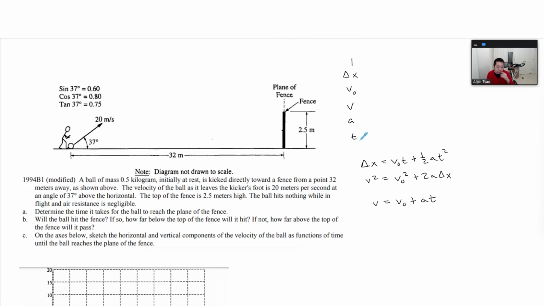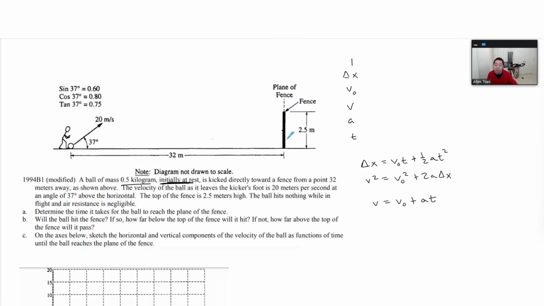So let's read through the scenario once, and then we'll start listing things out. So we have a ball of mass 0.5 kilograms initially at rest. This is important. When it says at rest, that means it's not moving initially. It is kicked directly toward a fence from a point 32 meters away, as shown above. The velocity of the ball as it leaves the kicker's foot is 20 meters per second. So it was at rest. He now kicks it, and it's now moving at 20 meters per second at an angle 37 degrees above the horizontal. And they have this picture here.